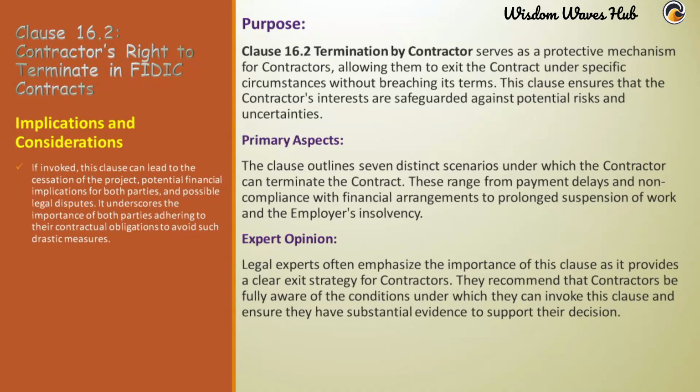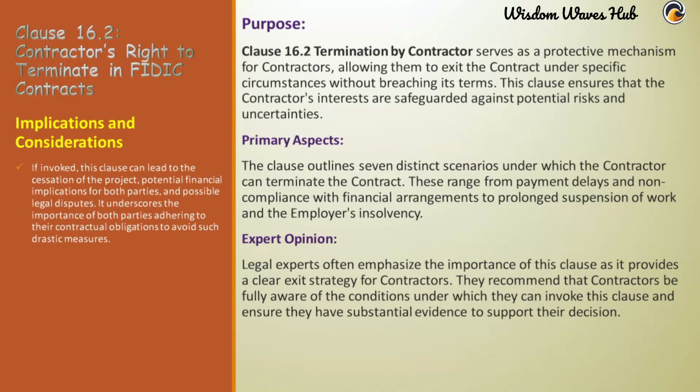Example: in the United States, if a contractor is working on a federally funded project, and the government fails to provide evidence of continued funding or financial arrangements, the contractor might use this clause to terminate the contract. If the engineer fails to issue the relevant payment certificate within 56 days after receiving a statement and supporting documents, the contractor can terminate. This emphasizes the importance of timely payments and certifications.